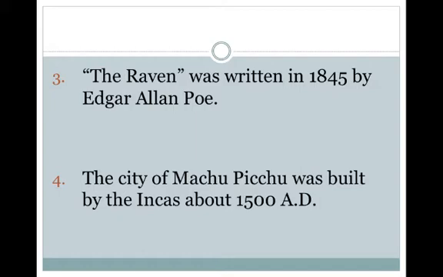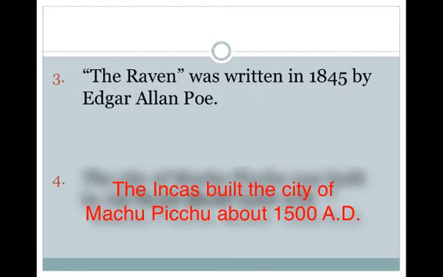And number 4, the city of Machu Picchu was built by the Incas about 1500 AD. To change that to active voice, we would write, the Incas built the city of Machu Picchu about 1500 AD.